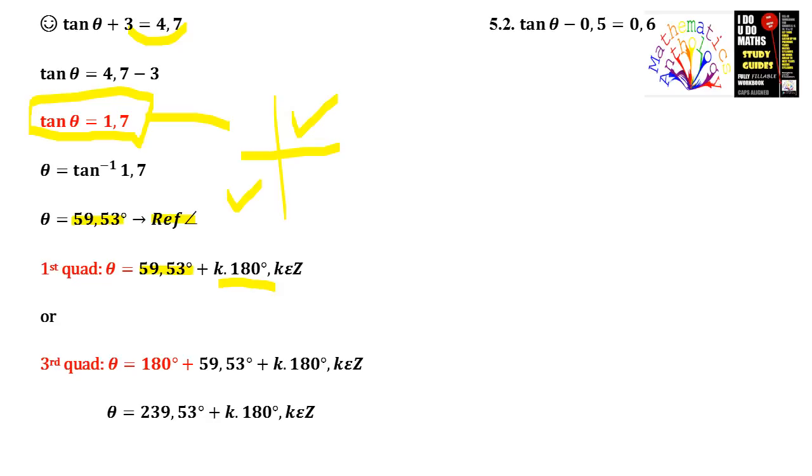Okay, we also have our third quadrant answer. The rule in the third quadrant is 180 plus. So θ = 180 plus my reference angle plus k·180, k ∈ Z. So θ = 239,53 + k·180, k ∈ Z. So I have my first quadrant answer and my third quadrant answer there.